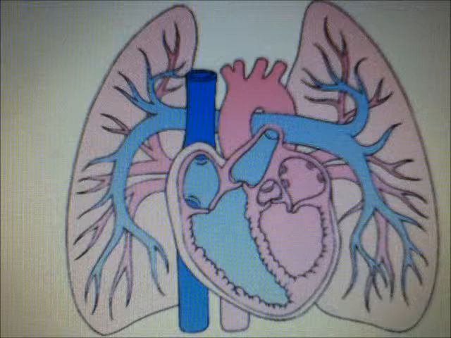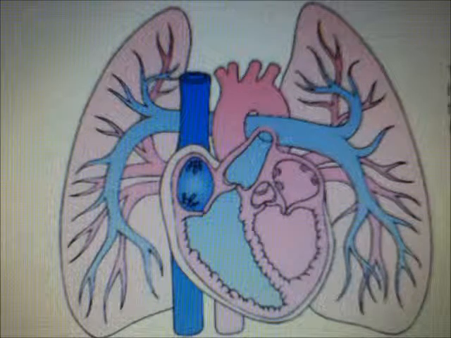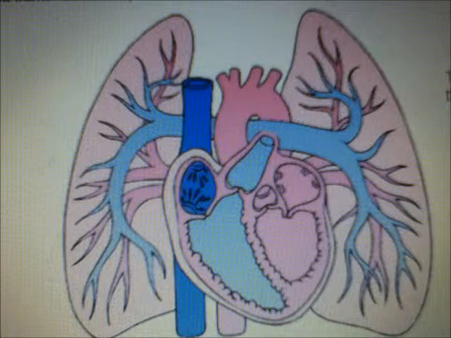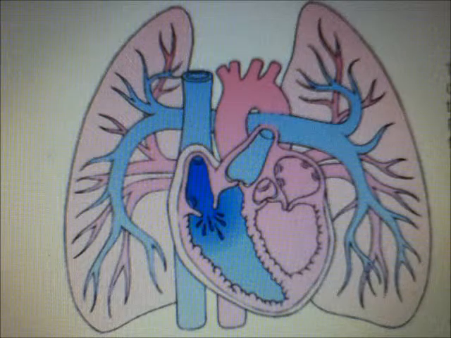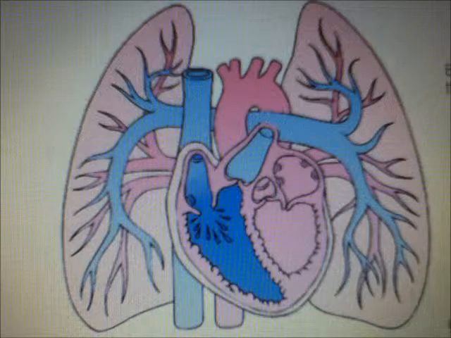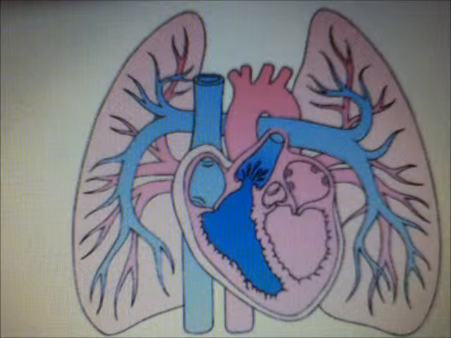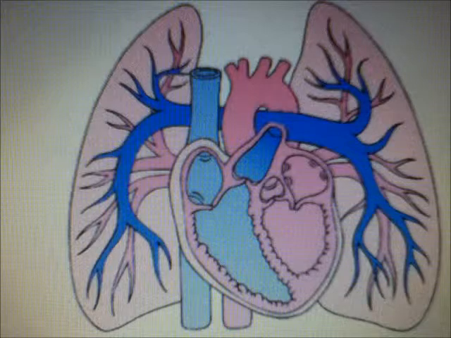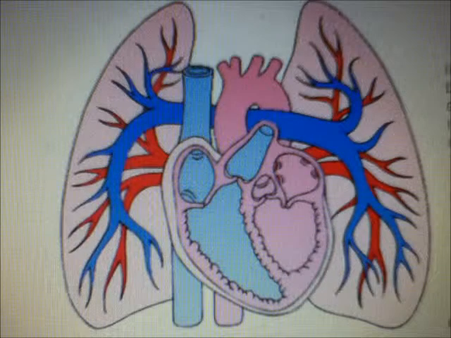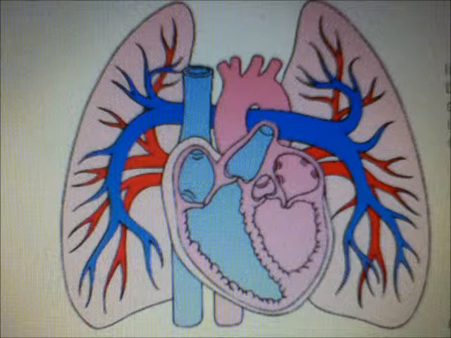First, deoxygenated blood enters the heart through the superior and inferior vena cava. Then, the deoxygenated blood enters the right atrium. From there, it goes through the tricuspid valve into the right ventricle. Then it goes through the pulmonary valve into the pulmonary artery. From the pulmonary artery, the blood enters the lungs, where it becomes oxygenated.